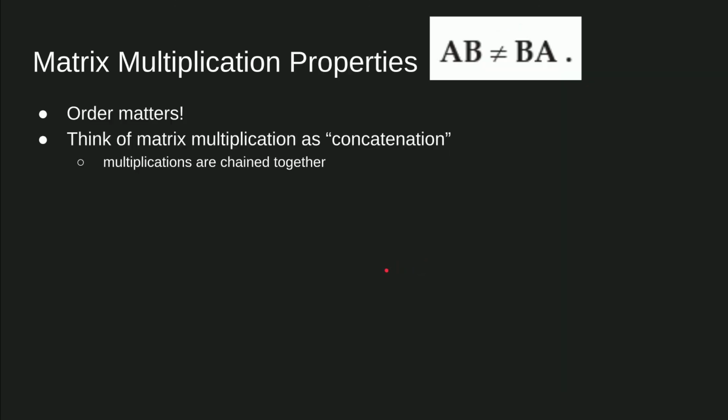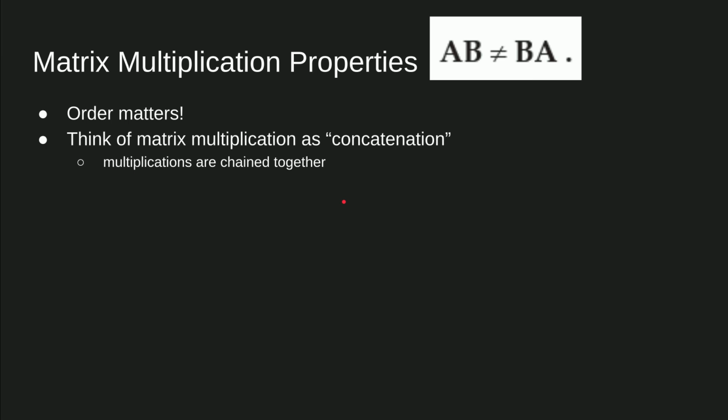Now the key thing to remember with matrices is that order matters. You can think about matrix multiplication as concatenation. So A times B is not the same as B times A, because if you imagine these just as strings, AB is not the same as BA. So multiplications are chained together, and that's really the key to what makes them really fast in graphics, how we can compose them to represent translation, scaling, and rotation all in one matrix.